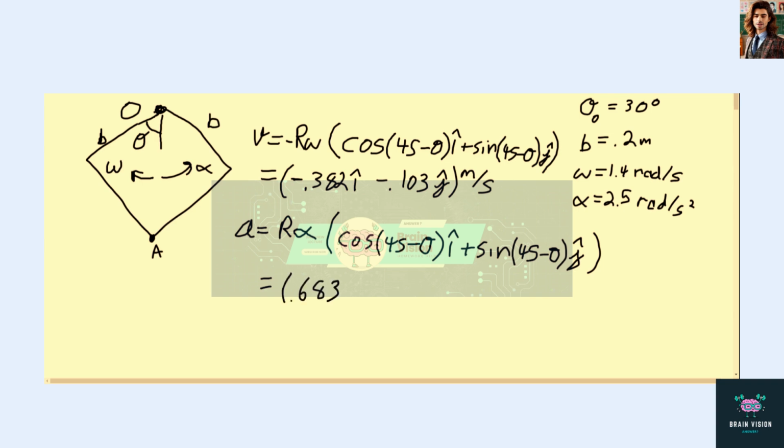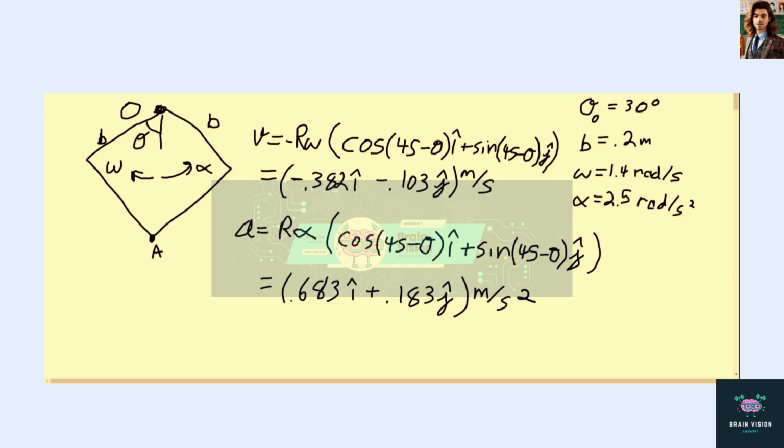0.683 i hat. Let me fix that real quick. Plus 0.183 j hat meters per second squared.